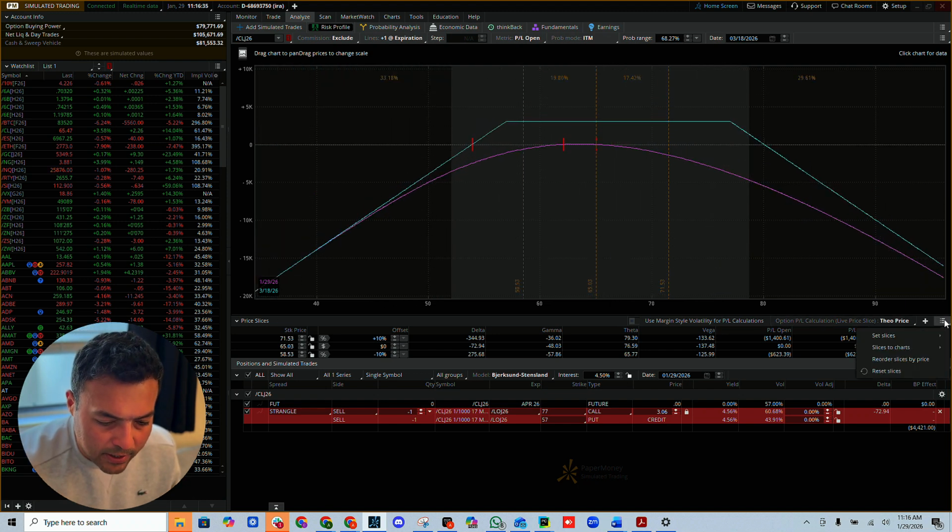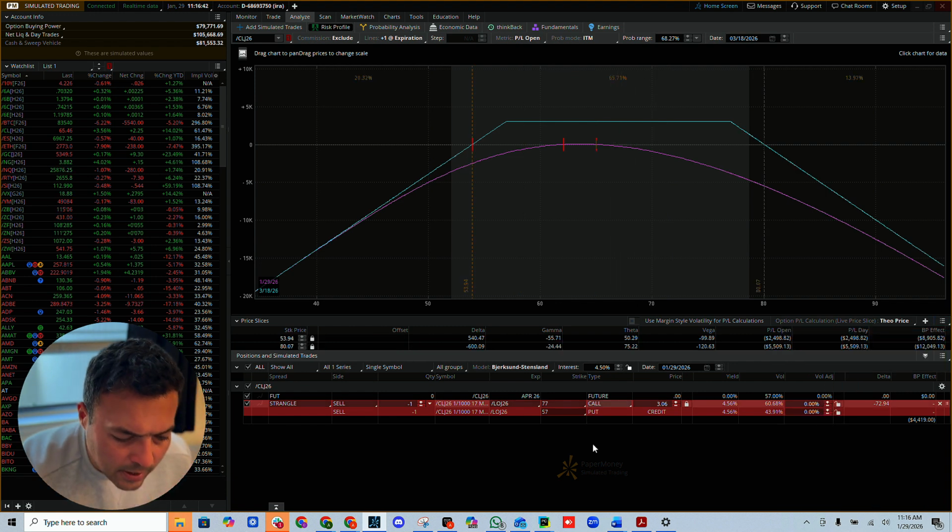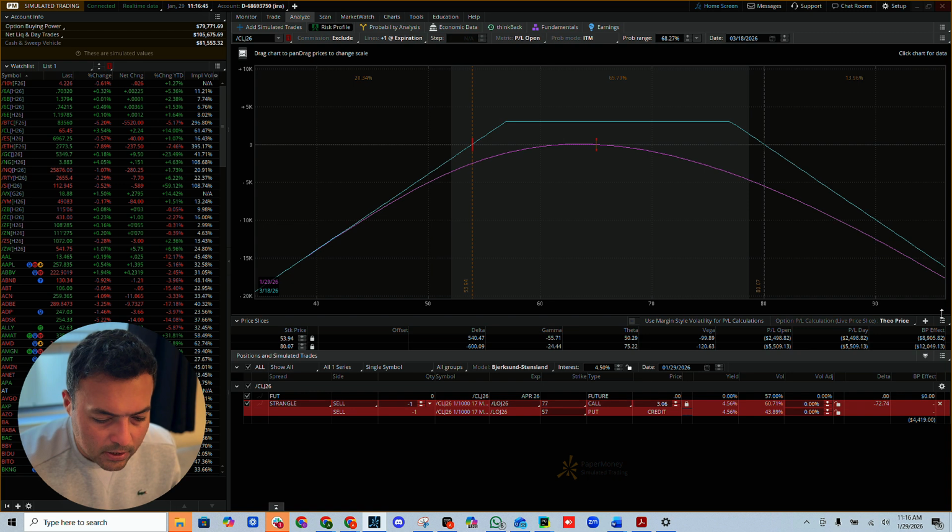I'm recentering my strikes here and hoping that I can get back to break even. Look at this number. It is 65% of pop. Perfectly fine with that. $3.06.